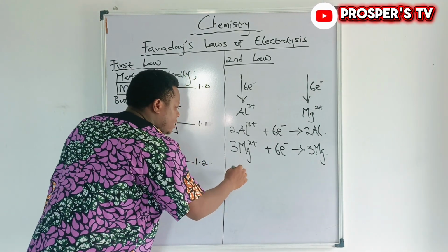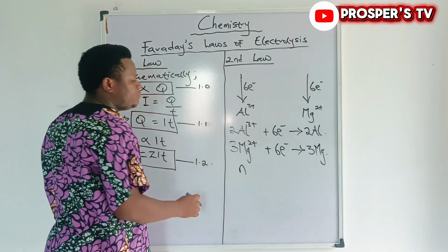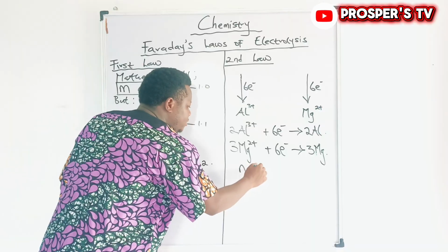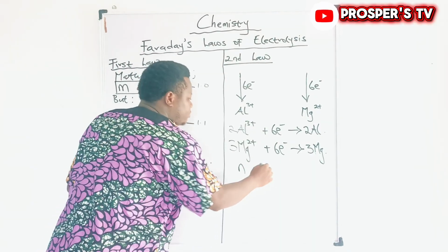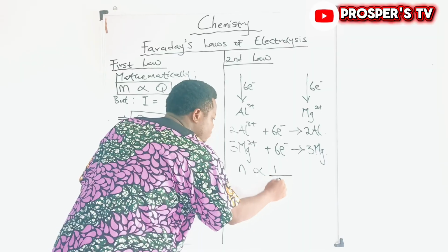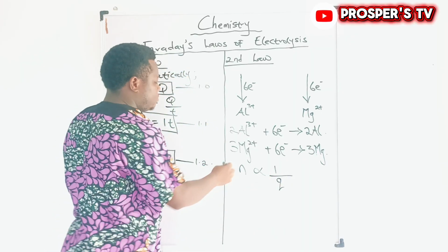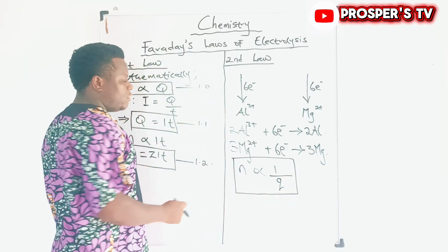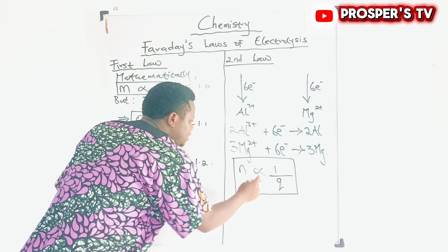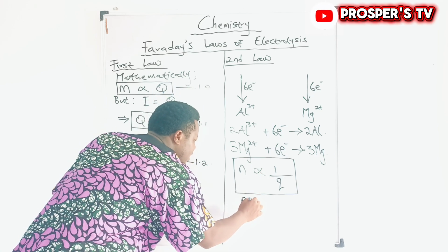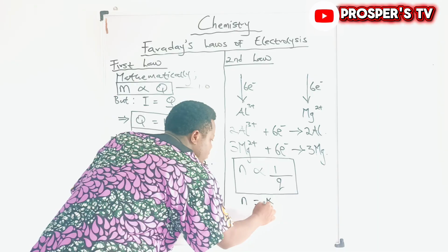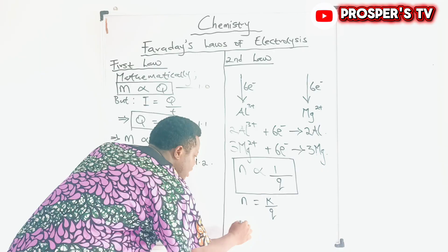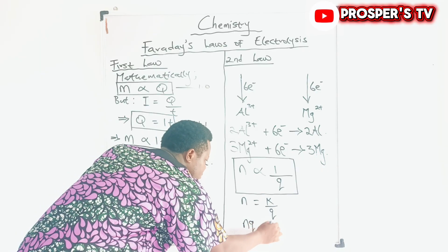The amount, which is the mole, that would be discharged when the same quantity of electricity is passed through different electrolytes is inversely proportional to the charge of the ions. So this is what we have. Now, we can change this to N is equal to K over Q. All right, if you cross multiply, you are going to have NQ is equal to K.